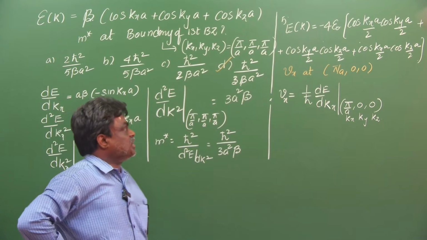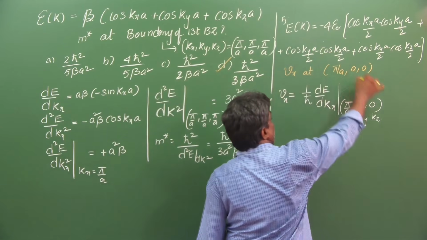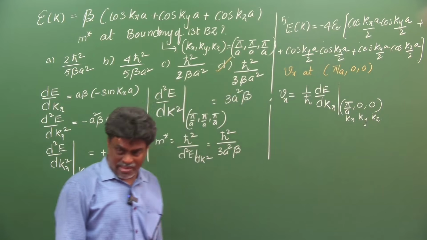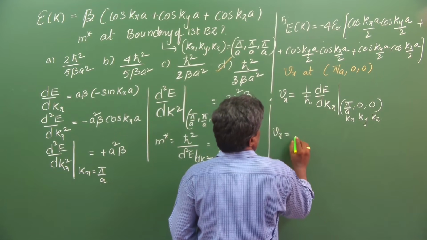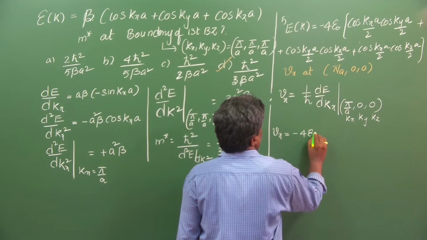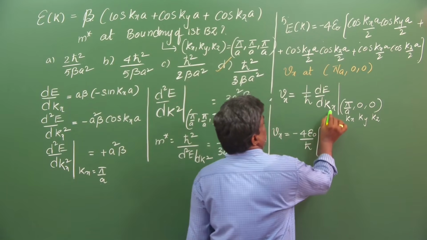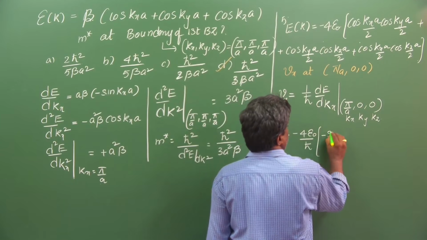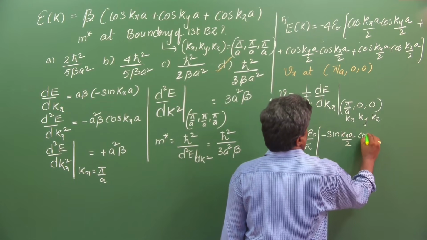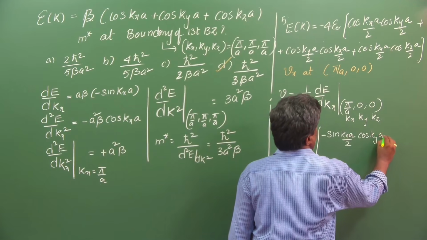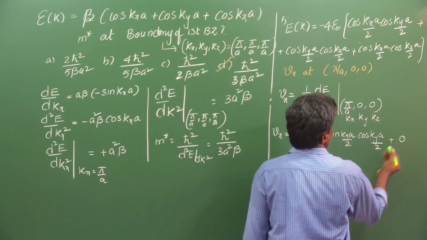First differentiate it. What is the second term? Second term will be 0. Why? There is no kx. So minus 4 epsilon naught by h cross. I am differentiating with respect to kx. Minus sin kx a by 2 cos ky a by 2, sorry, kx a by 2, plus second term is completely 0.